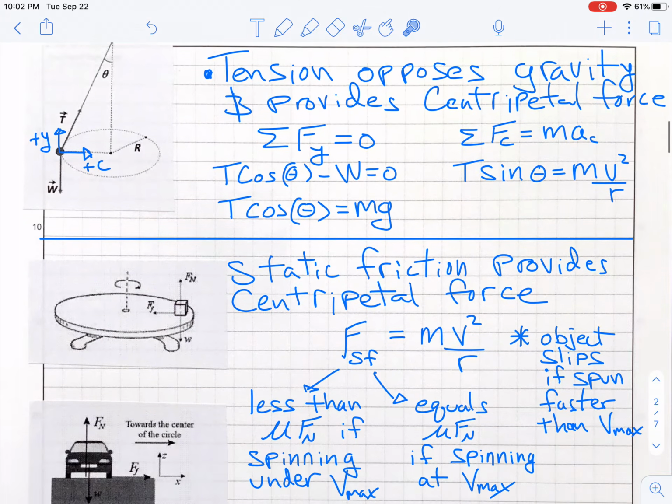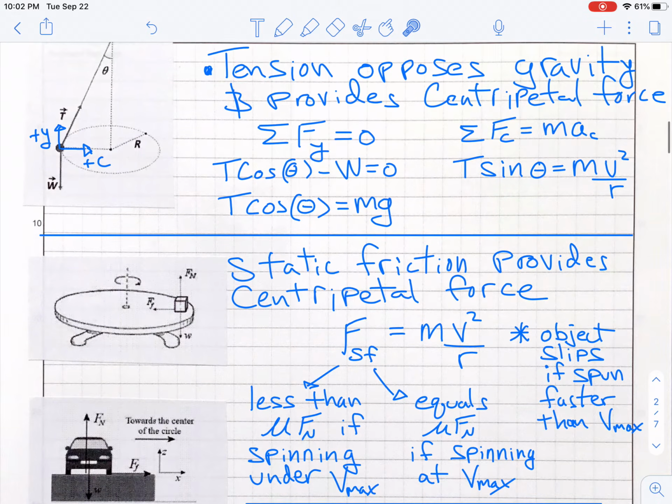We've got a coin here, or a little box, I guess, on a turntable. In this case, it's rotating clockwise when viewed from above. We have our weight, we have the normal force, we have friction going towards the center, always towards the center. Here we've got a car going around a corner, weight down, normal force up, friction towards the center.